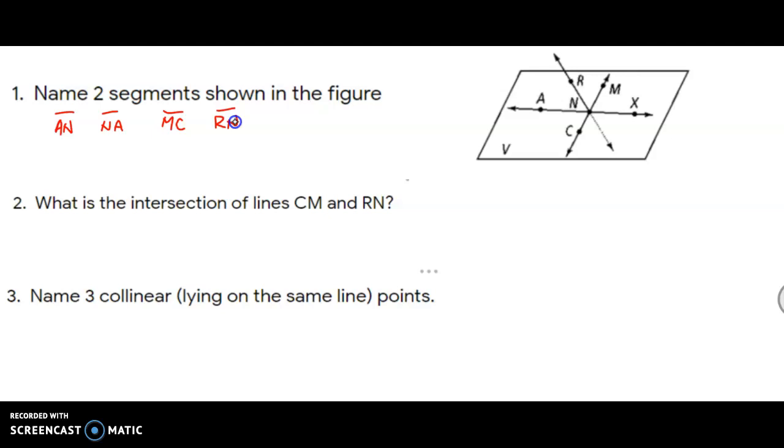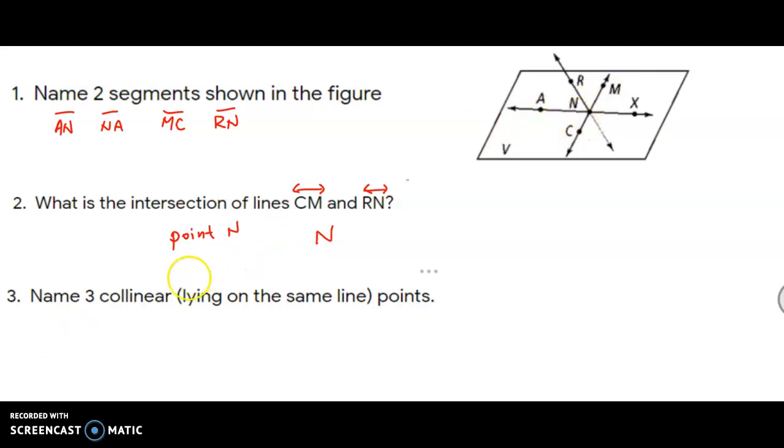Okay. What's the intersection of lines CM, right? And just a quick review, since we're talking about lines, that's going to be this notation, with the arrows, okay? The intersection of lines CM and RN, that's going to be point N, right? Point N, okay? Now you can write the word point, you can write it like this, or if you want to just write the letter N, that's fine, okay? But that's where the two lines intersect and meet at point N.